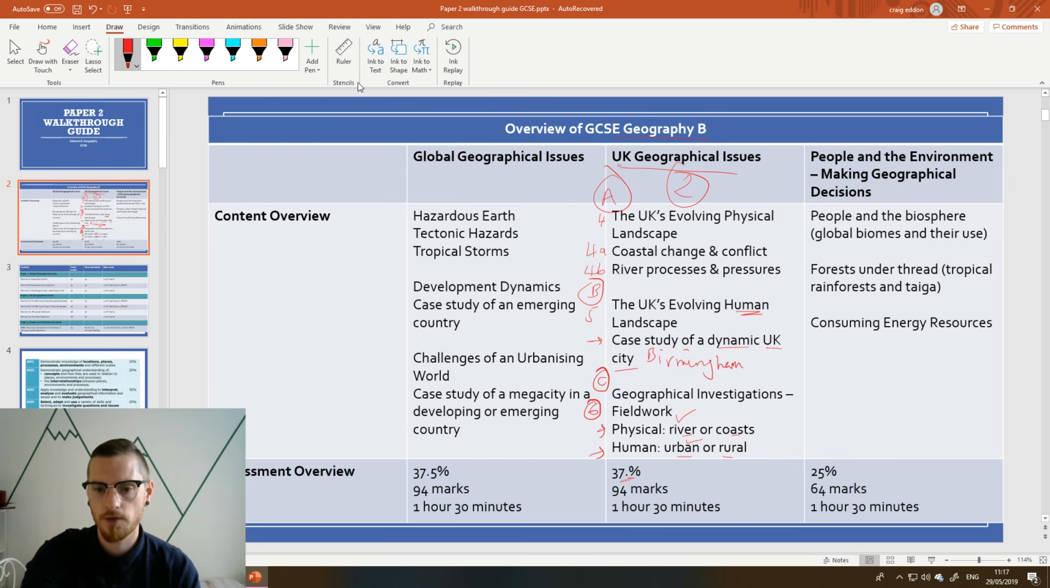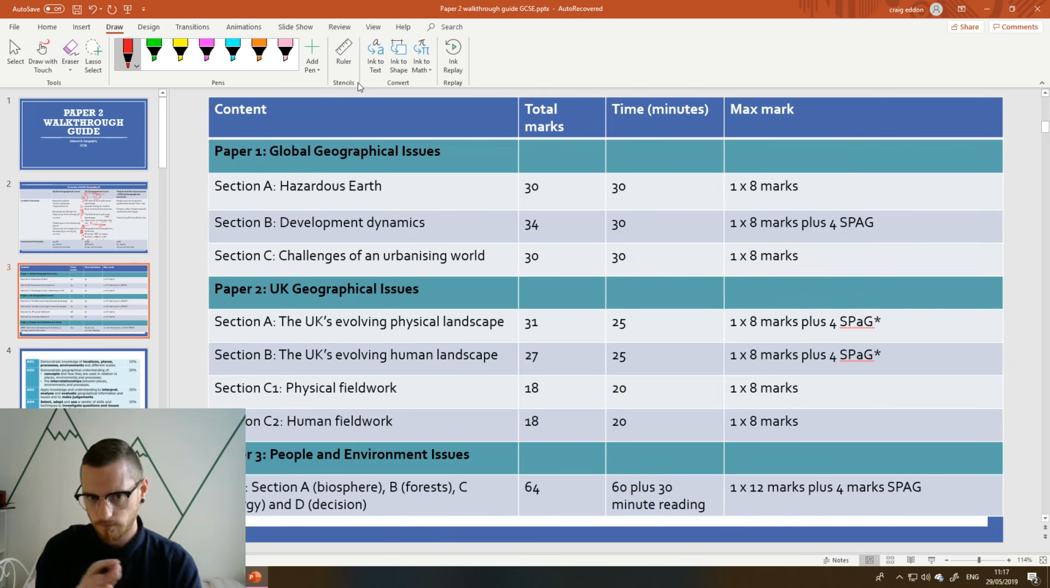This exam paper is worth 37.5%. It's 94 marks and it's an hour and a half. Same as paper 1 in length and how many marks it's worth and percentage. So moving on, still looking at the general overview here. So we're on paper 2, which is our UK geographical issues.